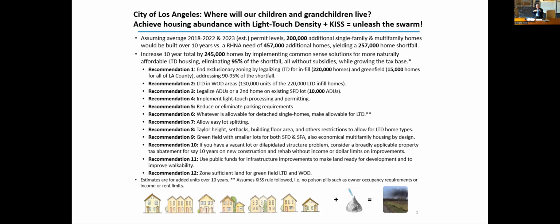We have a series of other things: parking requirements, light touch processing, light touch permitting. Whatever is allowable for single family detached should be allowable for LTD. You don't require single family detached to be owner occupied. Why would you require a place with an ADU or with a duplex to be owner occupied? Allow easy lot splitting. That's a way that you can do it.